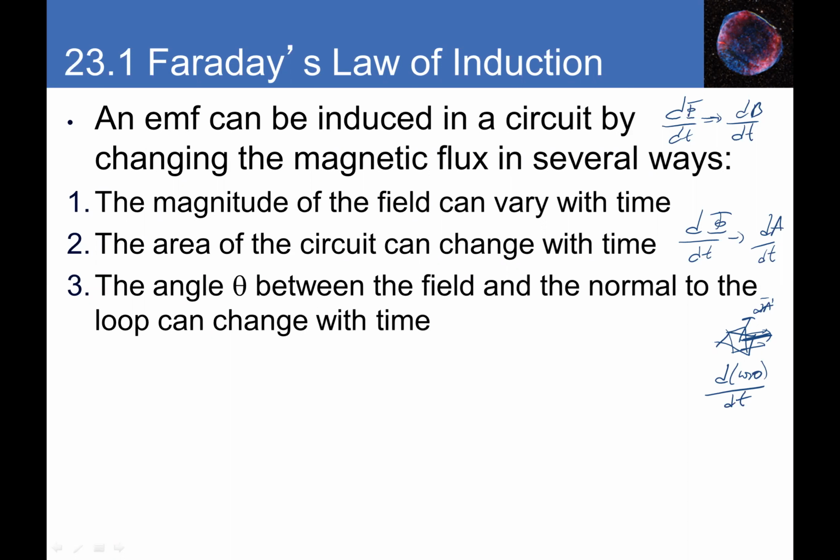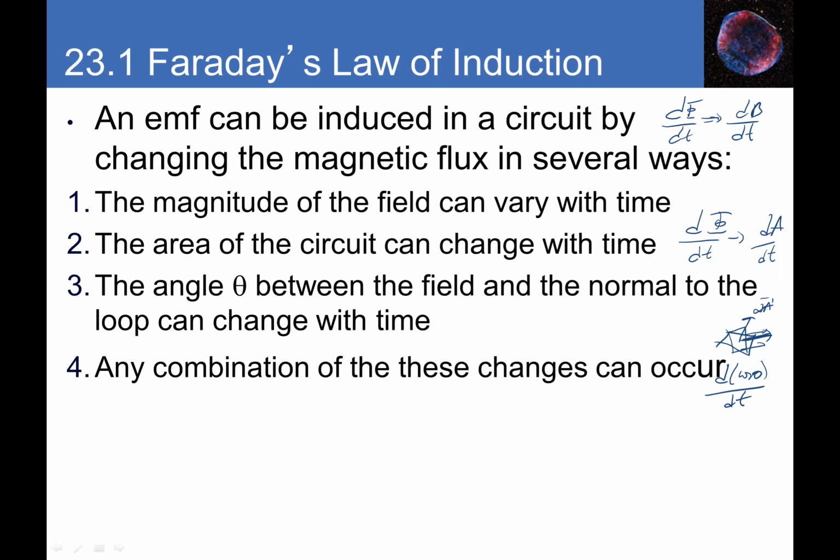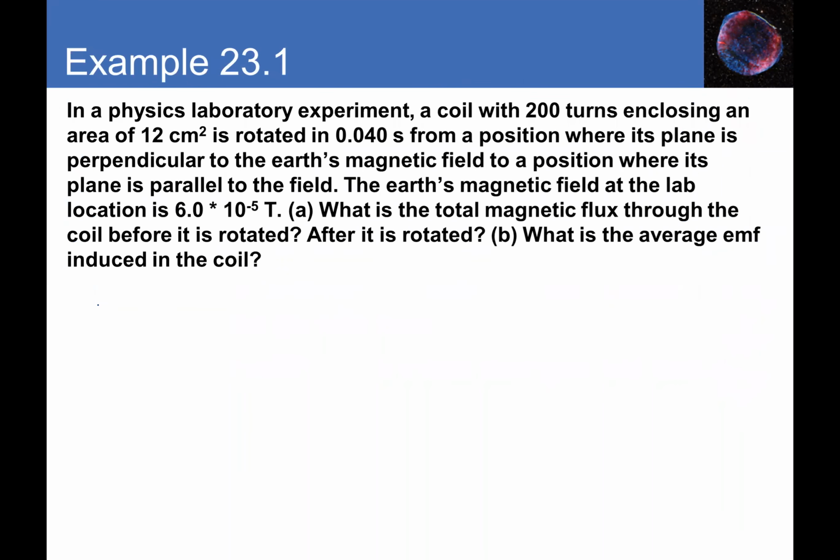All right, so you can have individually one, two, three, or any combination of these occur. Any of those changes will change the flux, or any of the multiple changes. Obviously, if you have multiple things, then the flux changes even more. But those are the things that can induce EMF and induce current. All right, so let's look at a few examples here.